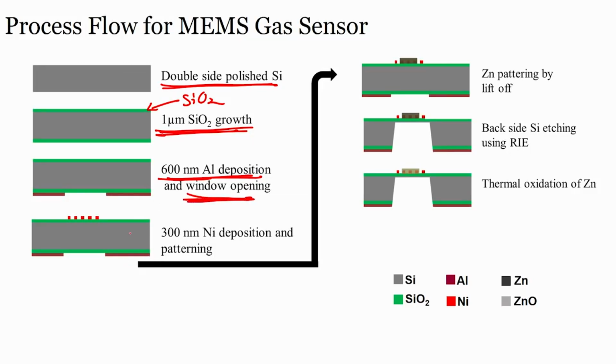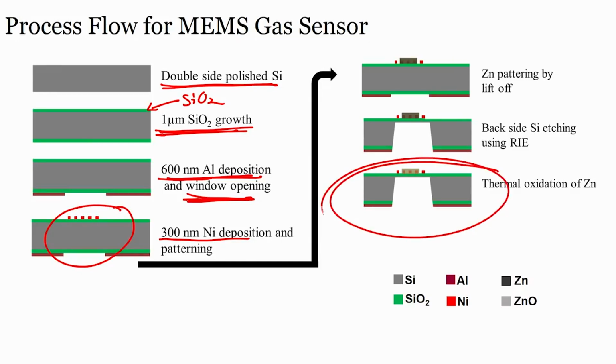How will you do that? We will see. Then you have the pattern for heater. Finally, what you want is this structure. What is this structure? Let us see here. What I want is a substrate.